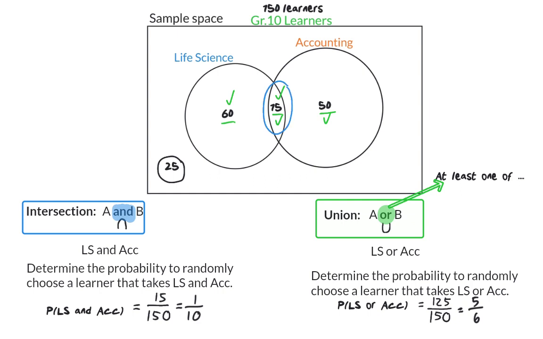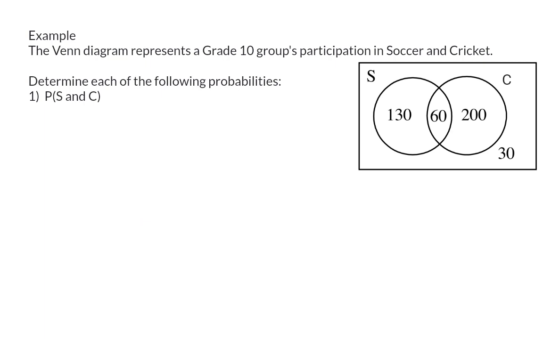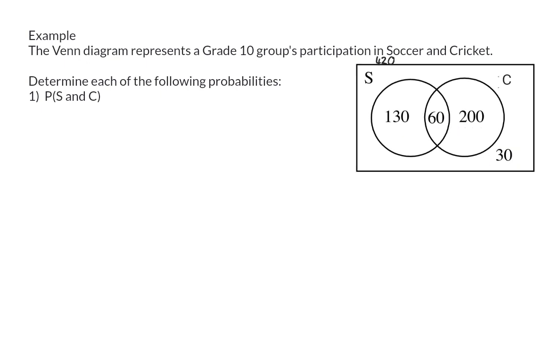The Venn diagram represents a grade 10 group's participation in soccer and cricket. Determine each of the following probabilities. Before starting with number 1, I'm going to have a look at my Venn diagram. Here I can see that 130 learners play soccer and only soccer, and 200 play only cricket. 60 learners play soccer and cricket, and 30 learners do not play either of the two sports. Adding up all these values, we know that there are 420 learners in the sample space.